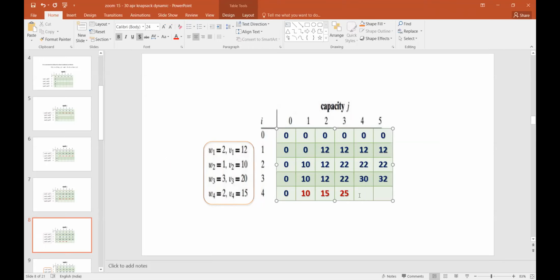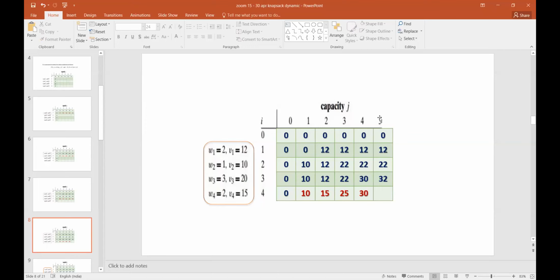Any other option? Yes. If I consider object 3 and object 4, the weight becomes 5. I cannot consider that. So W2 plus W3, the total weight is 4 now, and the profit is 10 plus 20. It is 30. This is the only better option I have. By seeing the combinations of all the objects, I can pick this as the best profitable combination.